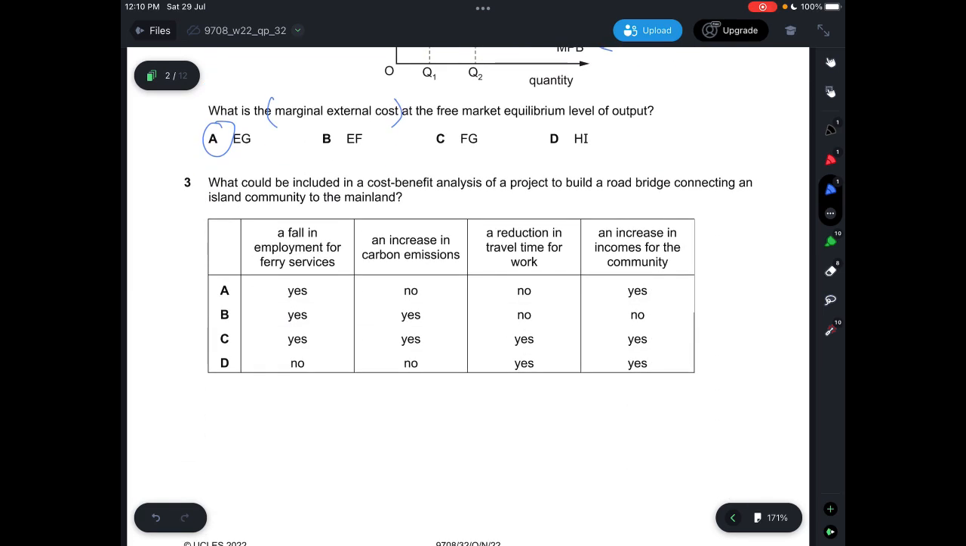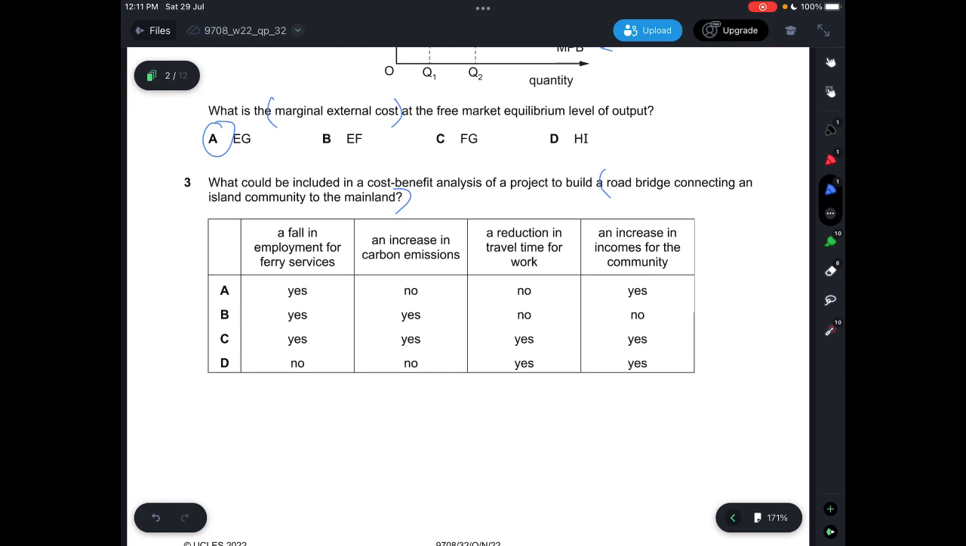Question 3, what could be included in a cost-benefit analysis of a project to build a road bridge connecting an island community to the mainland? Okay. So, originally there was no bridge. There's only, let's say, a ferry that brings people and cars back and forth.